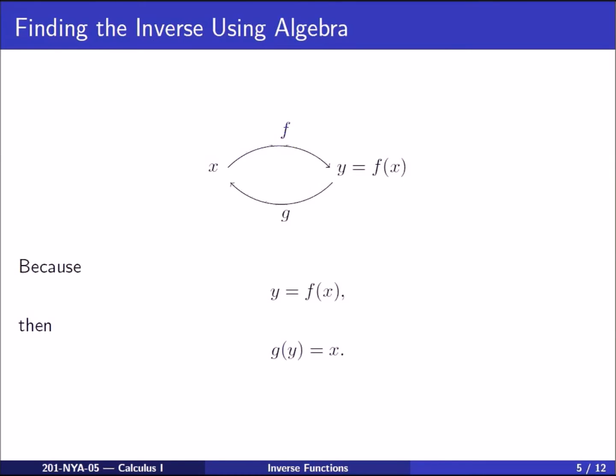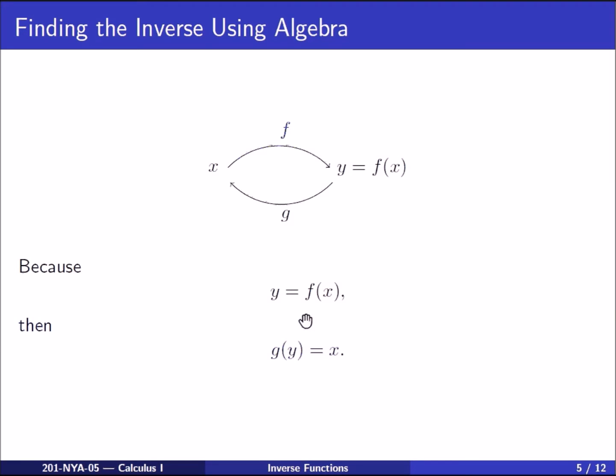Now, given an expression for f of x, how do we find an expression for g of x? Well, let's go again through this little graph. It means that if I take a value x and apply f to it, I'm going to get f of x, and let's call that y. Now, because g is the inverse of f, if I apply g to f of x or y, which are the same, I'm going to get back x. So that means that if y equals f of x, then g of y equals x.